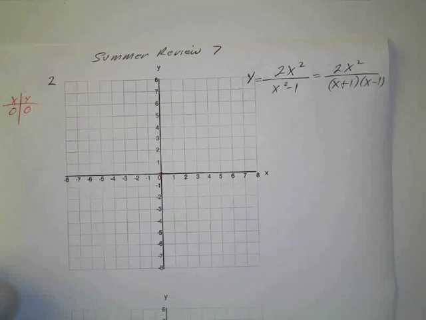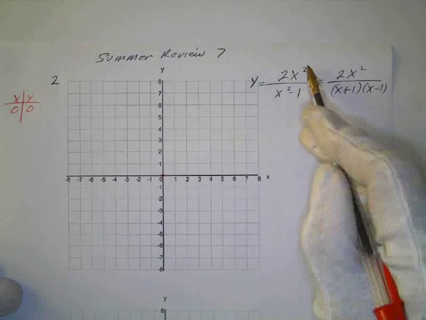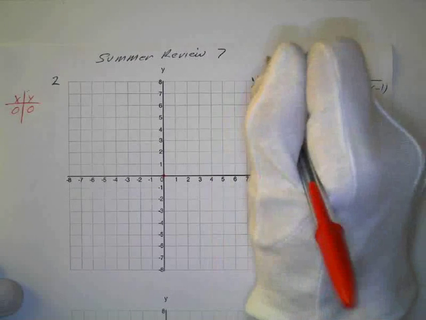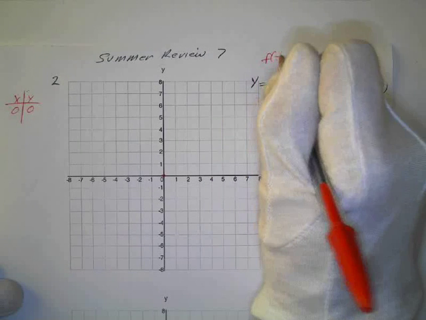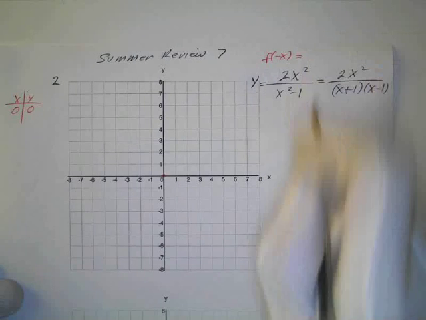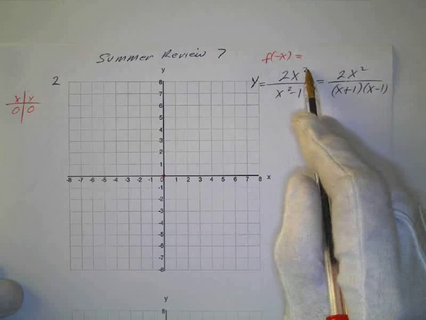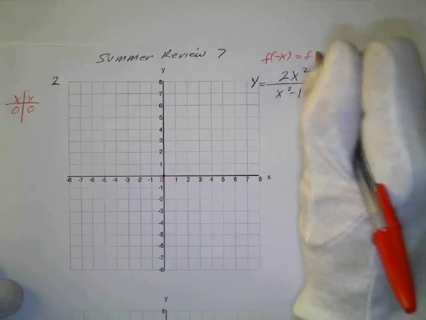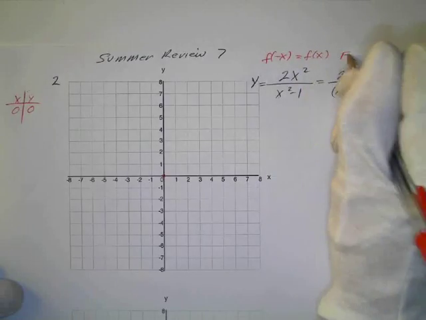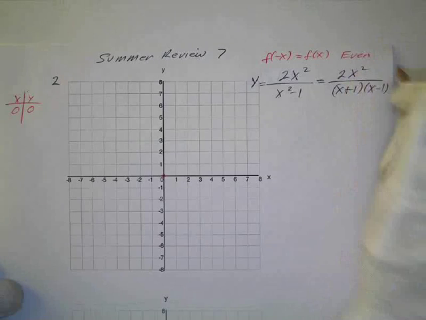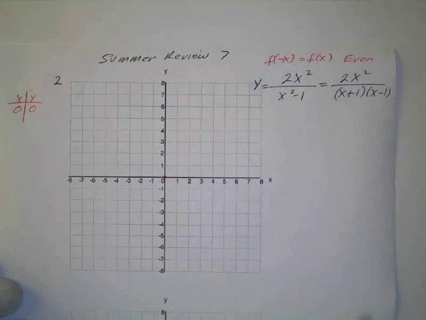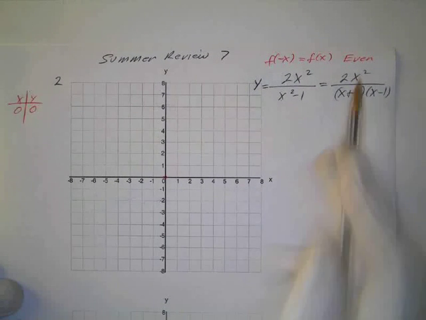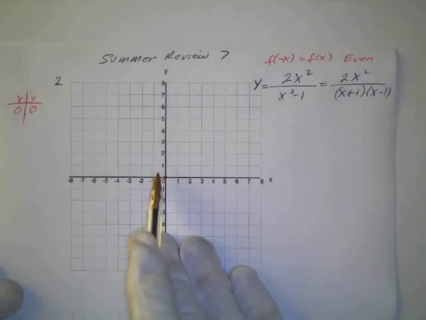We can check it for odd or even because I see only even powers, so if I take f of negative x, if I put negative x in here, that's just going to become the same thing as f of x. So that tells me it's an even function. Well, that's nice because that's going to save me work because I know if it's an even function, it's symmetrical to the y-axis. Okay?